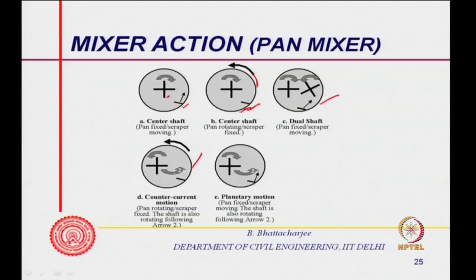But the shaft is also rotating. So, this shaft rotates, so there is a kind of planetary motion. And in this one, in planetary motion, the shaft rotates in this manner, and the pan of course is fixed. So, you can have different kinds of action, but the most common type is the one that I showed earlier. A photograph of the same is like this.